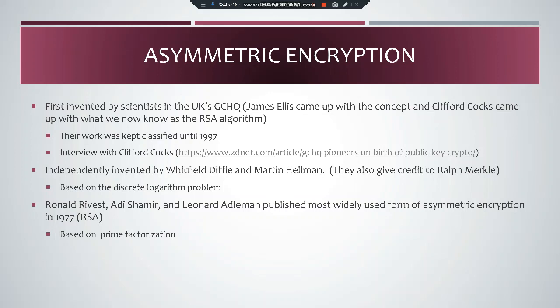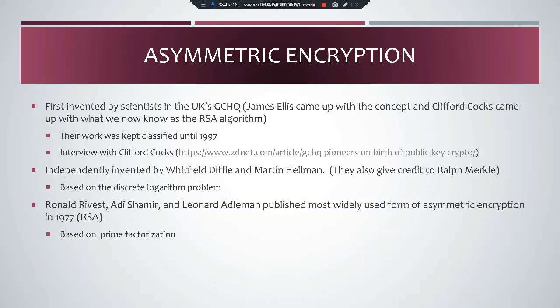Asymmetric encryption was first invented by scientists in the UK's Government Communications Headquarters. James Ellis came up with the concept, and Clifford Cox came up with what we now know as the RSA algorithm. Also, the Diffie-Hellman exchange was also invented by scientists in the GCHQ. I think it was another man, but I don't remember his name. The work was kept classified until 1997.